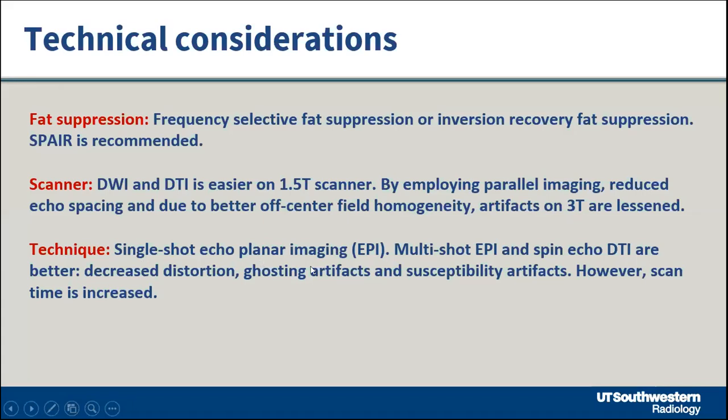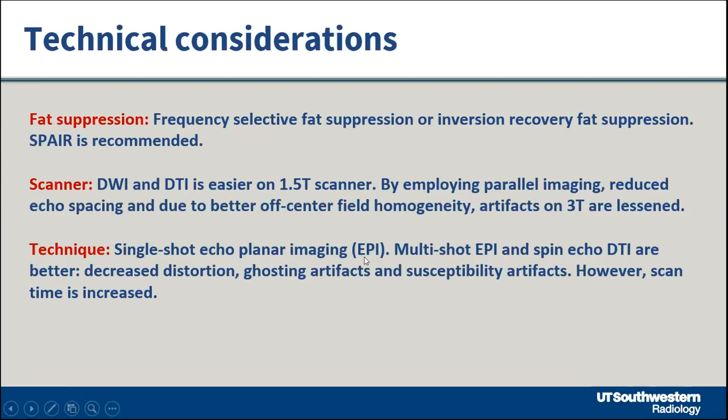So technique, most of the time we use a single shot EPI. Now I've started a grant, I'm working on recruiting patients for jaw nerve imaging. And that's an area of the face where there's no really good coil for the lower end of the face. And there we are moving more towards the spin echo type DWI and DTI, but that takes a long time. The multi-shot EPI and spin echo, if you start to do DTI, takes a long time. If you do a spin echo DWI, that's not so long.